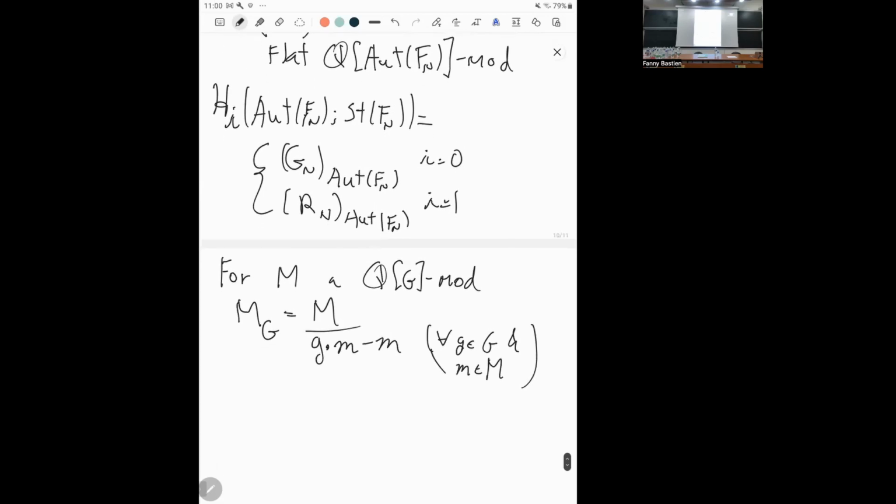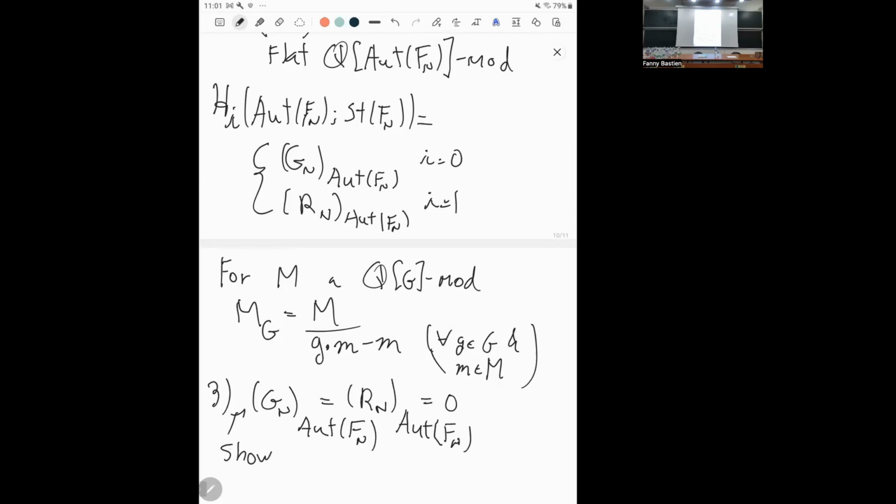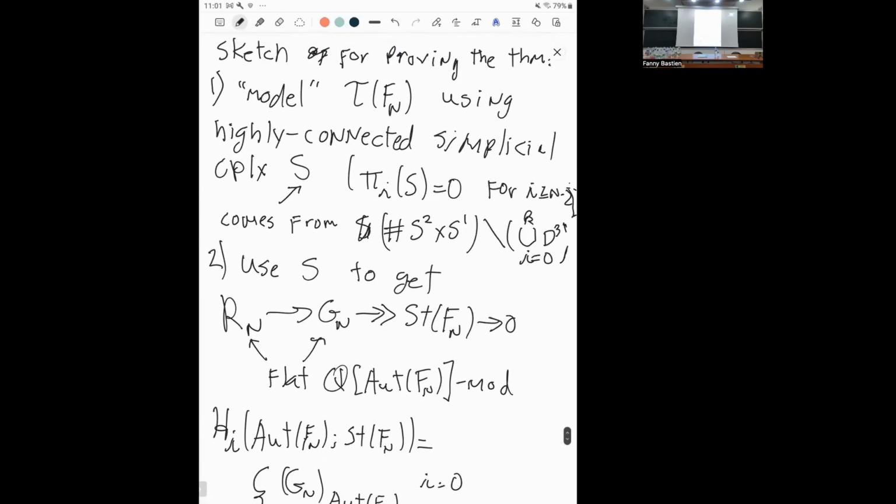So the last part is we just have to show that these coinvariants vanish, and this gives you a result. And maybe I should conclude by saying, if you are familiar with Church and Putman's argument, steps 2 and 3 are entirely the same as what they do. So that part is really straightforward. It's just the first step which is the hard, non-trivial part of our argument. That's all I wanted to say. Thanks.